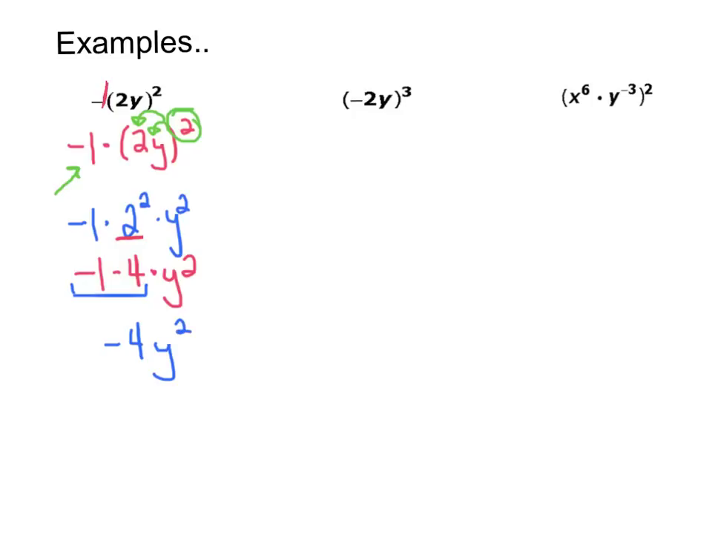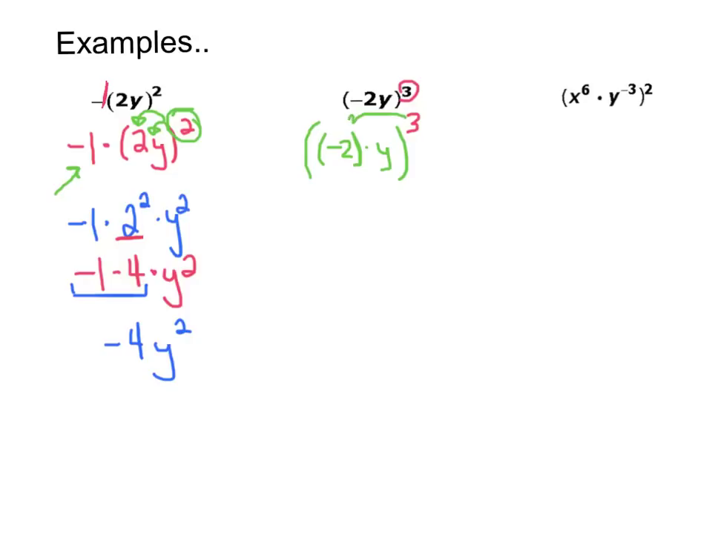My next example, same thing kind of happens, but a little bit differently. Notice our negative is now on the inside. And so really what we're doing is we have two terms here. We have a negative 2 times a y. And so I raise each one of those factors to the power of 3.